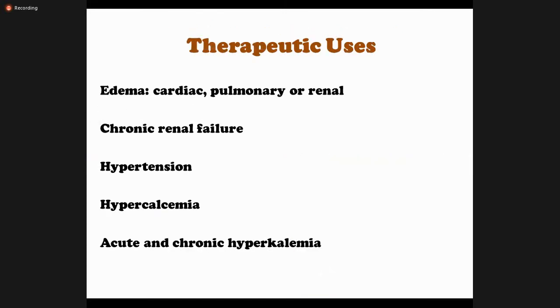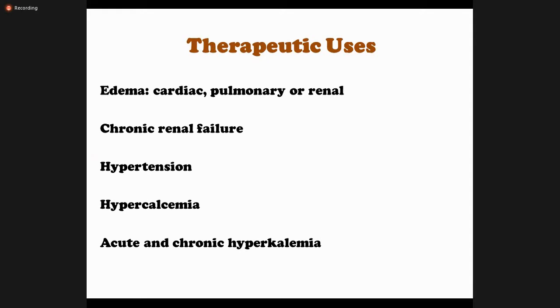Therapeutic uses, this is important, right? And already we have discussed the most common condition in which we generally prefer to use loop diuretics, that is the edematous condition. This edema could be due to heart failure, in which we have pulmonary edema, right? Or due to nephrotic syndrome, or due to cirrhosis of liver. So in edematous states we can use loop diuretics. Okay, chronic renal failure, hypertension.